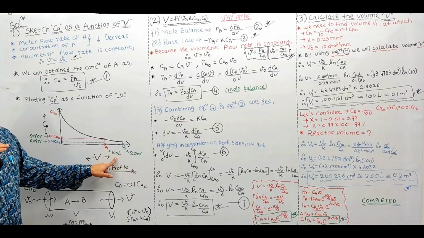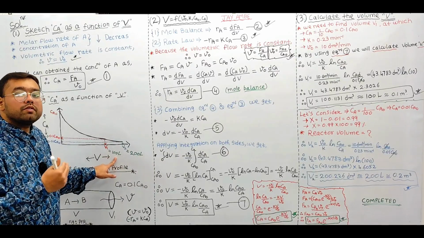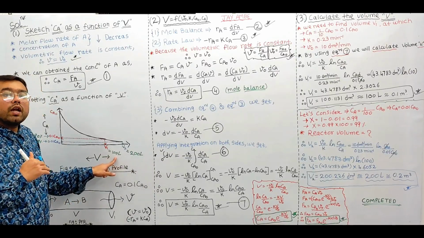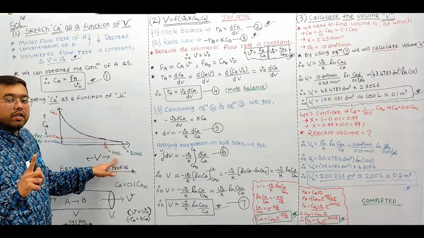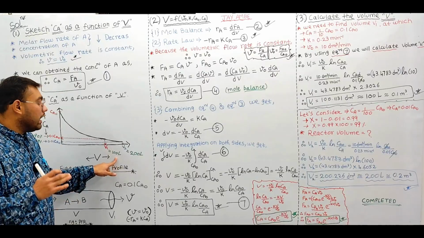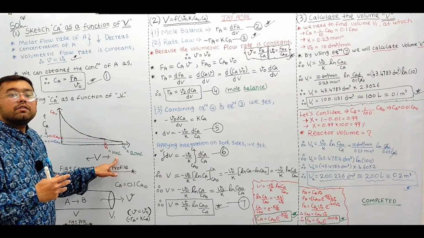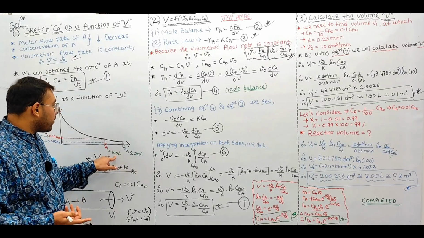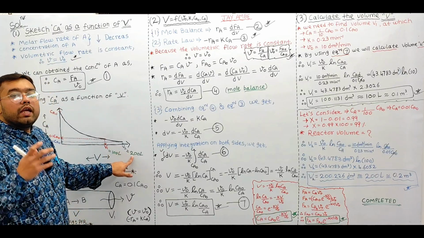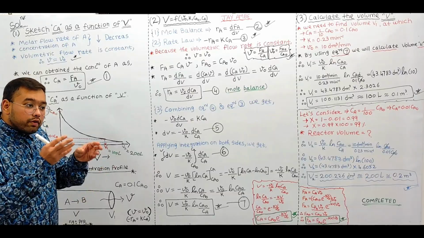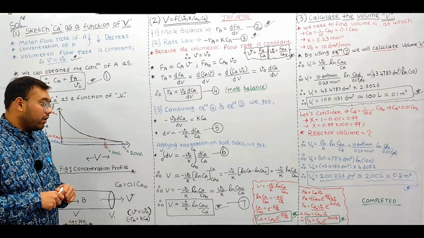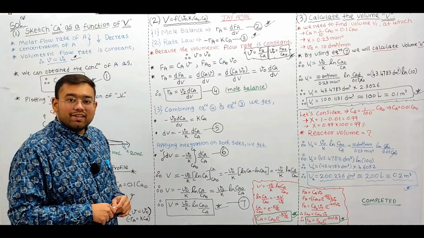But if we are increasing by just 9%, from 90 to 99%, we require an additional extra 100 liters. From 100 to 200, we require an extra 100 liter volume, which is a very big volume for a very small conversion of 9%. So what are the reasons behind it?